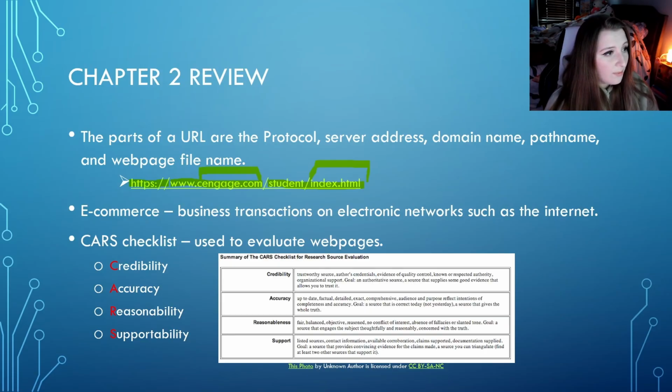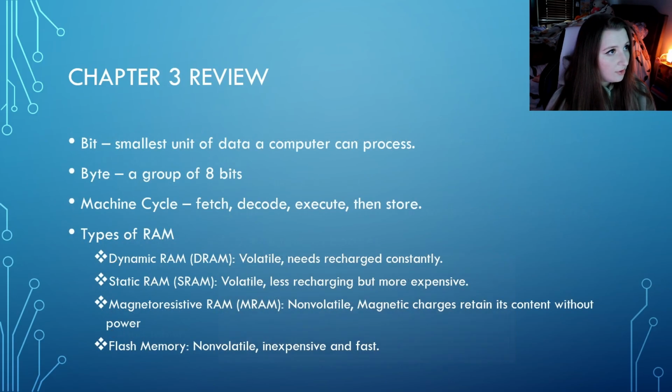And then I also learned about the CARS checklist, which is used to evaluate web pages. Obviously, you want to make sure whenever you go on a website that it's reliable. You want to check the credibility of it, the accuracy, reasonability, and the supportability. You want to make sure the page lists its sources. You have to make sure that they're trustworthy. Make sure the information is up to date and factual. And then we can move on to chapter 3.